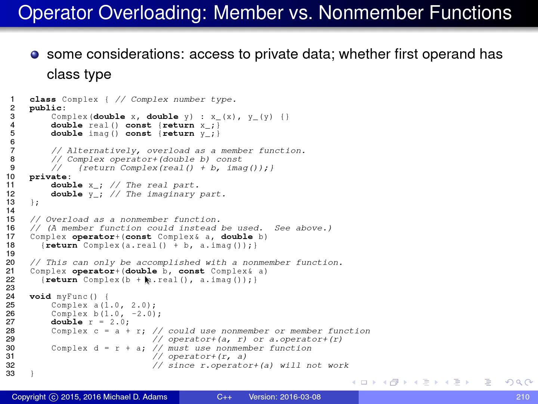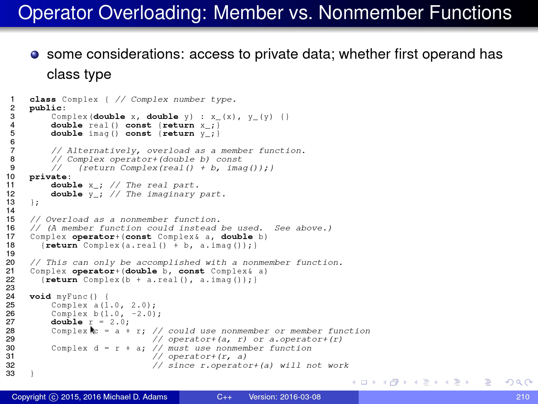So there's no class in which we could put the member function for operator plus, because double does not have class type. It's built in. So for this reason, we have no choice. We have to implement this with a non-member function. And then down below, I have a code snippet that uses the class, this function myfunc, to further illustrate the point. Here we create a few complex numbers, one called A, one called B.